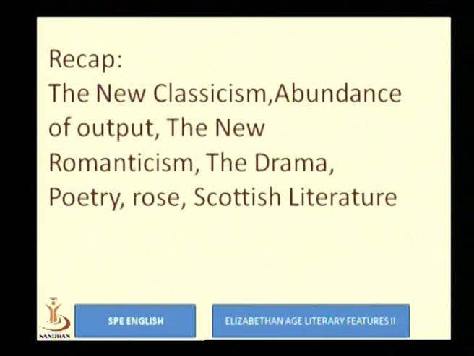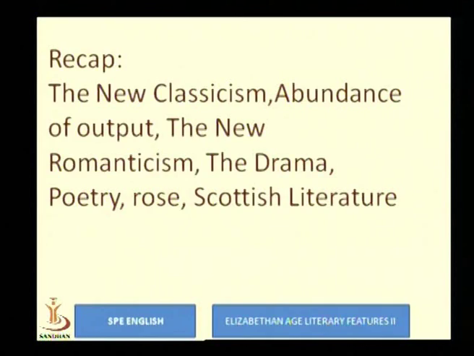As you can see on the monitor, you will find the topics, the features that we had discussed in our previous lecture. These are the literary features of the Elizabethan age. First, the new classicism, abundance of output, the new romanticism, the drama, poetry, Scottish literature, prose. These are the literary features which we had discussed in part 1 of this special lecture series.